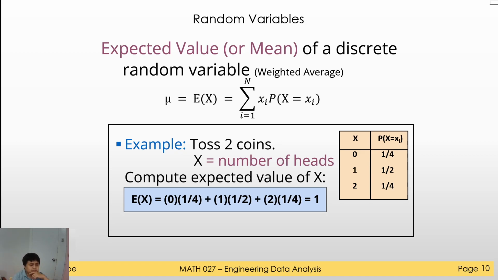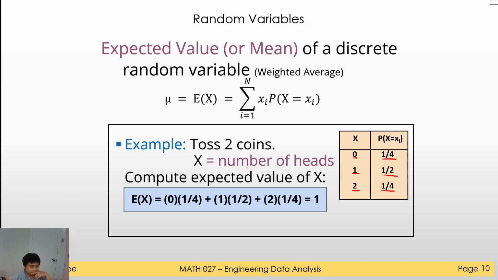So how do we figure out the mean? We can just find the summation of the probability of that random variable happening multiplied by its random variable value. So the expected value is just a summation of this. For example, we have this tabulation. Therefore, the expected value will be 0 times 1/4 plus 1 times 1/2 plus 2 times 1/4.